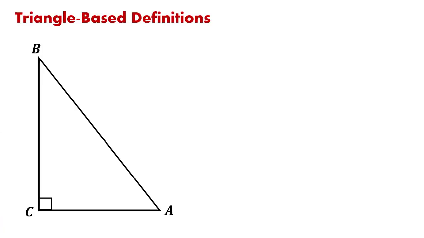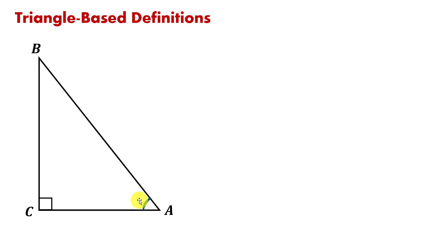One definition of trigonometric functions applies to acute angles in a right triangle. The right triangle that you're looking at has, of course, one right angle and 2 acute angles, angle A and angle B. So we can define trigonometric functions for one of those 2 acute angles. Let's say it's going to be angle A.